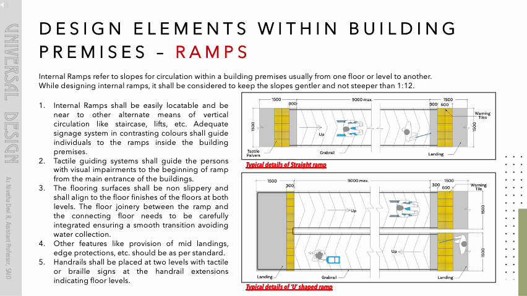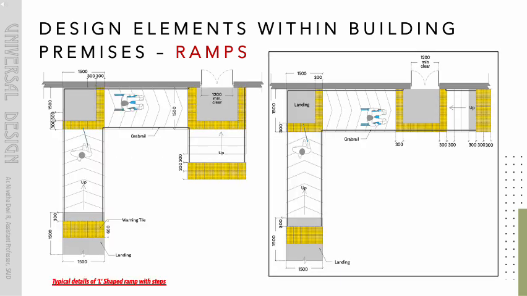The floor joinery between the ramp and the connecting floor needs to be carefully integrated, ensuring a smooth transition, avoiding water collection. Other features like provision of mid-landings, edge protections, etc. should be as per standard. Handrails shall be placed at 2 levels with tactile or braille signs at the handrail extensions indicating floor levels. Typical details of L-shaped ramp with steps.